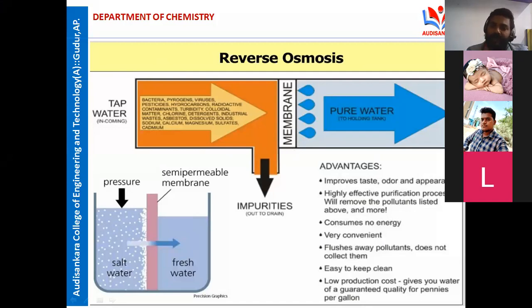This RO process is very important, please check it once again. Pressure is applied towards this direction on the salt water. This hydrostatic pressure is more than the osmotic pressure, so these salts are completely blocked at the membrane. The membrane does not allow the particles in the water, and what comes out is fresh water, the drinking water.